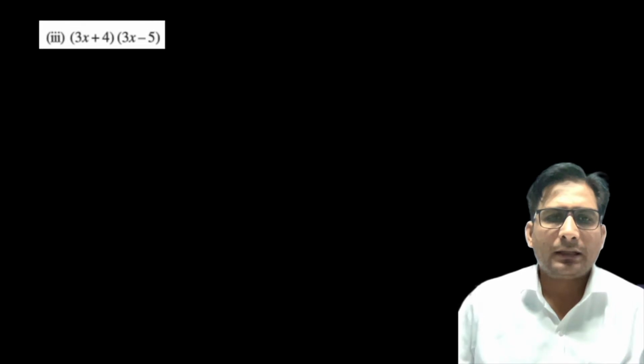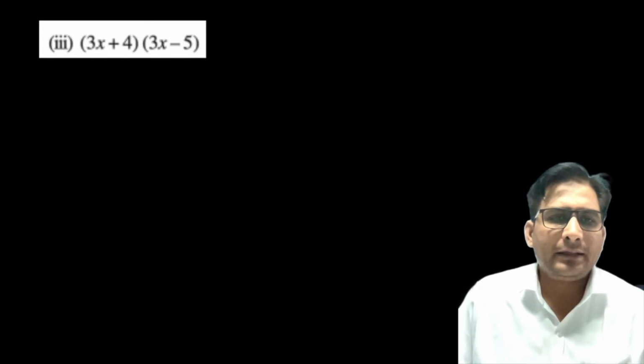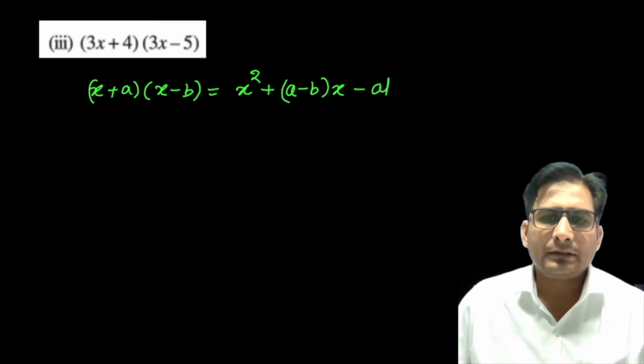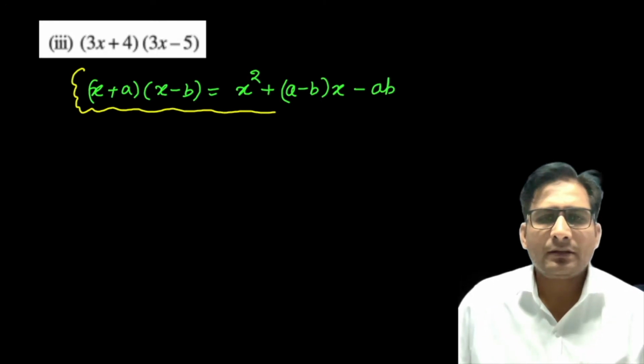Look at this third part here. In this third part, we need to simplify it, so we have to use the same identity here. It is (x + a)(x - b). The identity for this one is x square plus (a minus b)x minus ab. Now we are going to use this identity to simplify it.